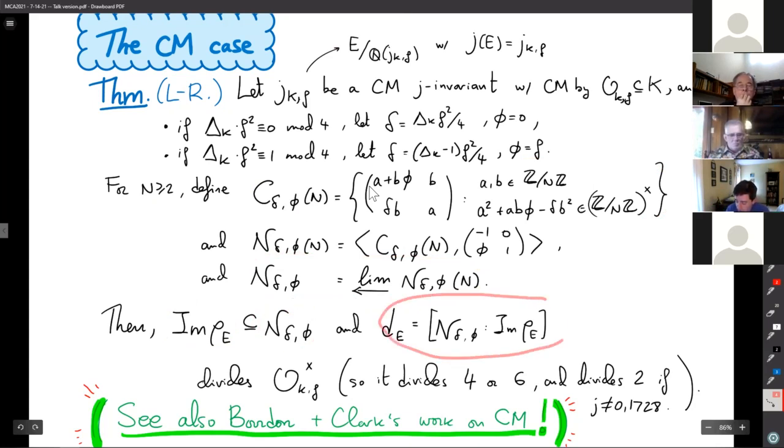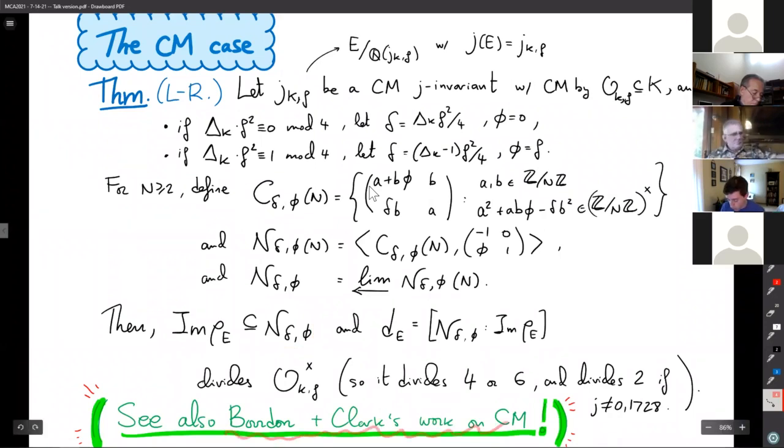And in fact, the index is also controllable. The index divides the number of units in the ring of integers that you have complex multiplication by. But these rings are orders in imaginary quadratic fields. So the number of units always divides 4 or 6. And in fact, if the j-invariant of your curve is not 0 or 1728, it divides 2. So again, you get that the image is very well understood in complex multiplication cases.